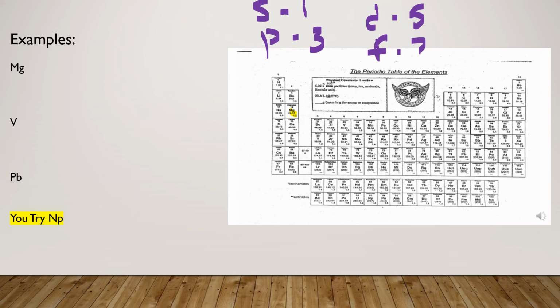All right, let's do the orbital diagram for vanadium. And vanadium is right here. And vanadium is number 23. So we've got 23 electrons to worry about. Let's do a noble gas on this one because this one's a little bit longer. So the noble gas here is going to be argon.